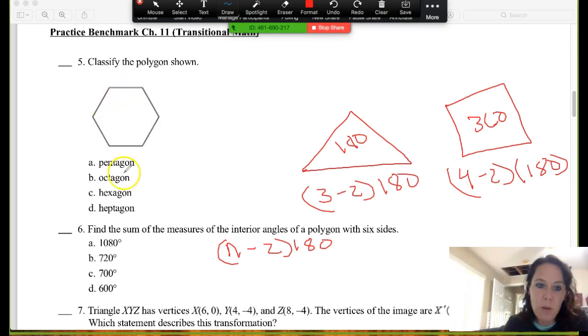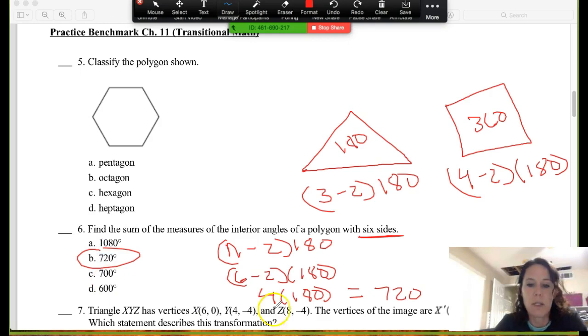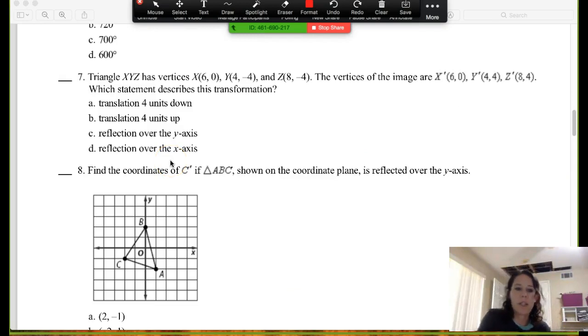The ones you don't know, say the hexagon, it has 6 sides. You would go 6 minus 2, and then multiply that by 180. Well, 6 minus 2 is 4. So you're going to go 4 times 180, and 4 times 180 is 720. So it's B. Just know that the measure of the interior angles of a polygon is the number of sides minus 2 times 180. All right, we're going to move on to translations.